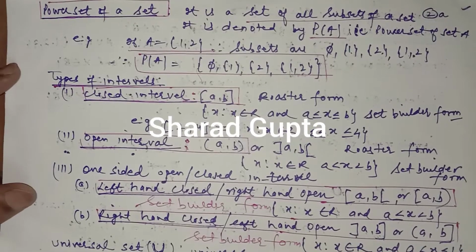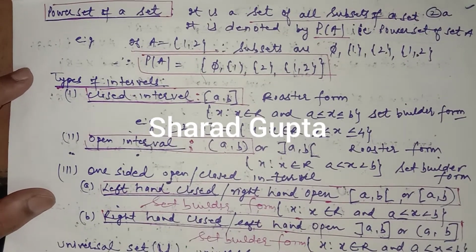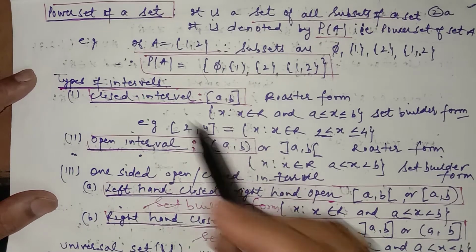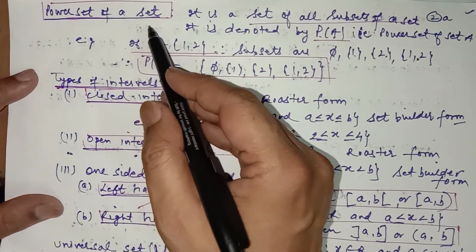Hello, this is lecture number 2 for the chapter sets. In the last lecture we were discussing the power set of a set. Now what is the power set of a set? Let us revise it again.